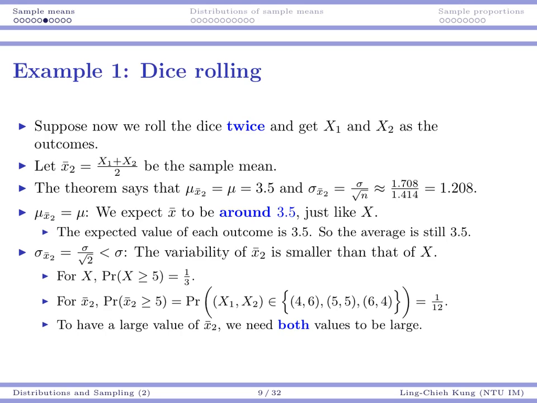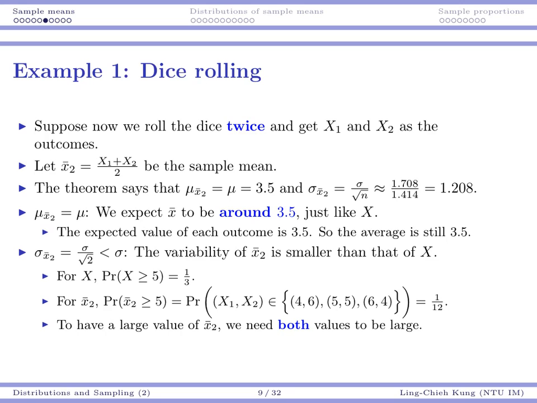Now, we'd like to do some sampling and say something about our sampling distribution. So let's say that we roll the dice twice and get 2 values. Of course, we would say that they are independent, right? Because if today you get 1, it has nothing to do with whether you will get 2 tomorrow. So let x bar 2 be our sample mean of this outcome.